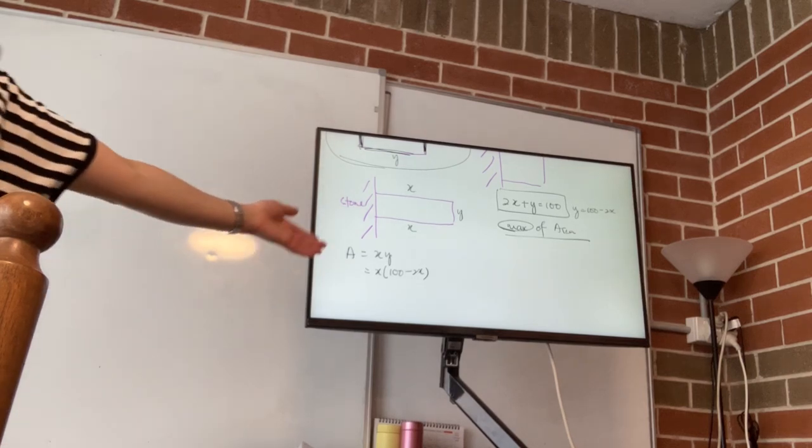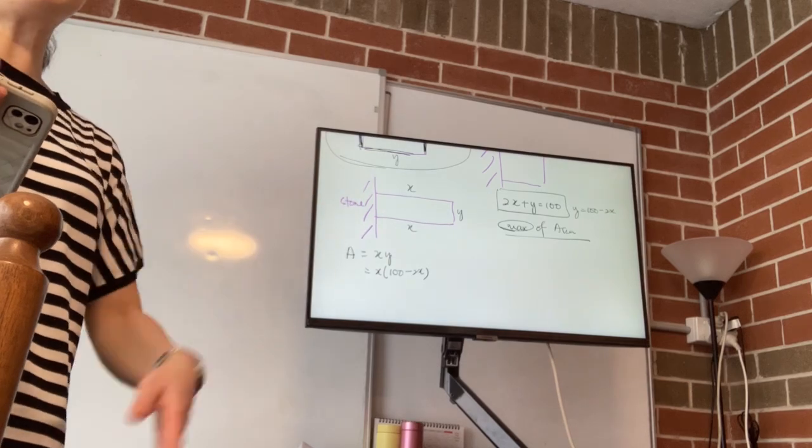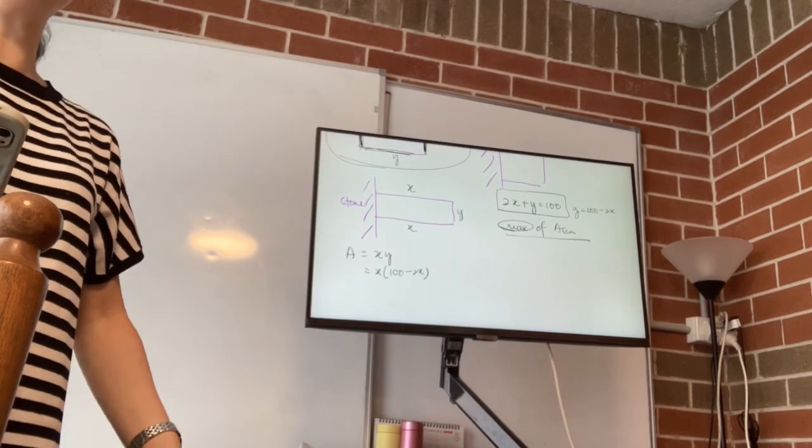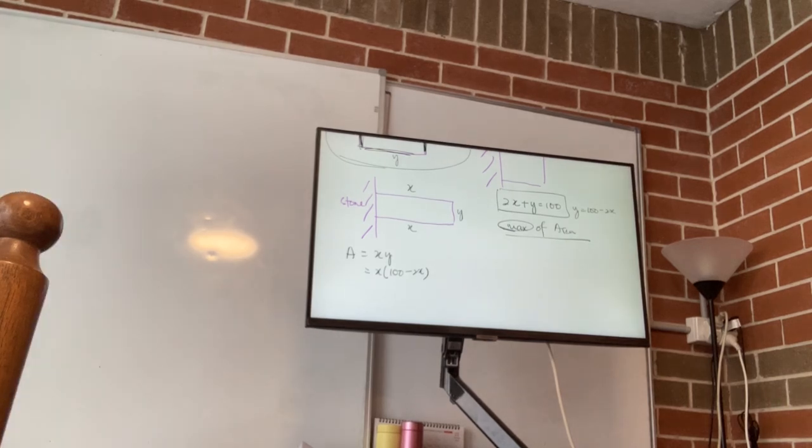And what else can you do? What should we do from this equation? This is your main equation. So what do we do? Last lesson: differentiate, find the stationary point, determine the nature, and then answer the question. Those are the steps you have to do every single time.